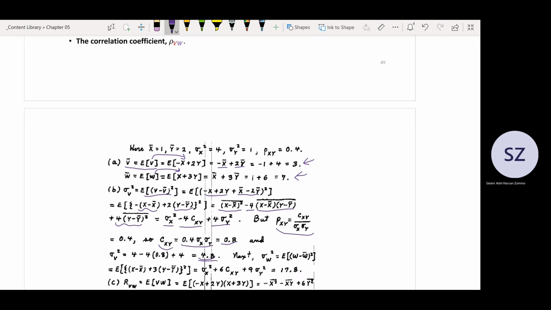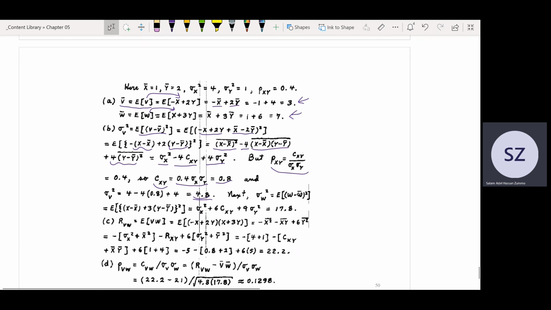Any question? Okay. This is it. Any question? Now similarly, you can find sigma W squared.